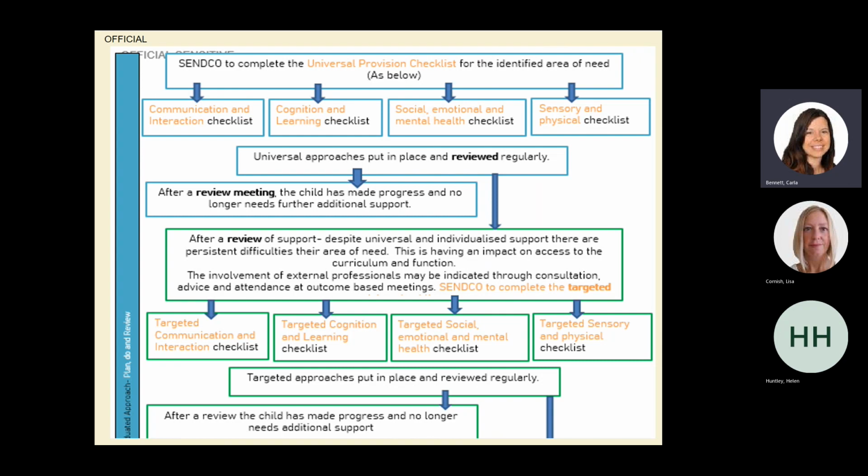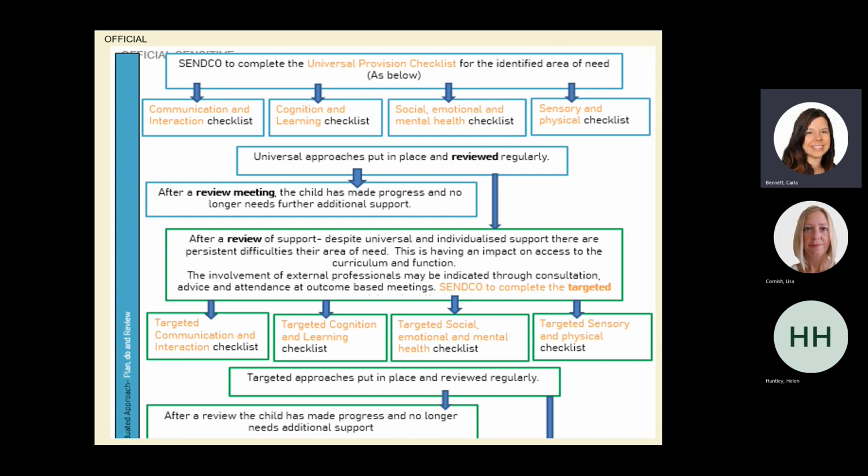The intervention has worked. It might be that it's not worked and it's not had the desired effect, and we do need to go down to the targeted support. So after a review of the support, despite the universal and individual support, there are persistent difficulties in that area of need. They may involve external professionals through consultation. Then they would complete the targeted area, so you've got the communication, cognition, social and sensory checklists for that targeted area.